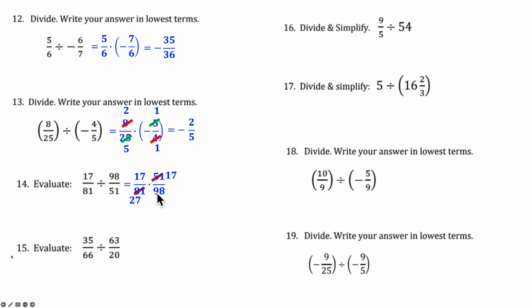And 17 does not go into 98, so multiply straight across. We're going to get 17 times 17, which I think is 289. And then calculator tells me 27 times 98, 2,646.